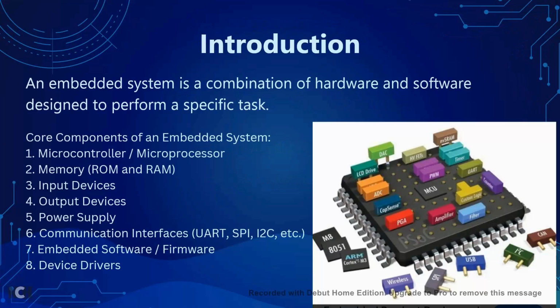Introduction. An embedded system is a combination of hardware and software designed to perform a specific task. Core components of an embedded system include microcontroller or microprocessor, memory, ROM and RAM, input devices, output devices, power supply, communication interfaces, UART, SPI, I2C, etc., embedded software, firmware, and device drivers.